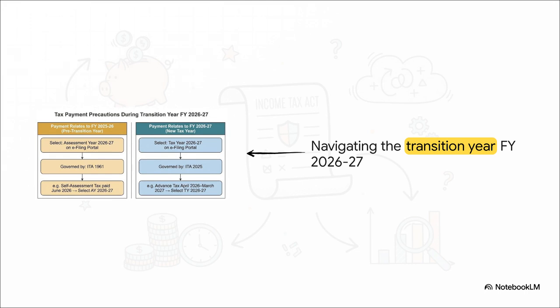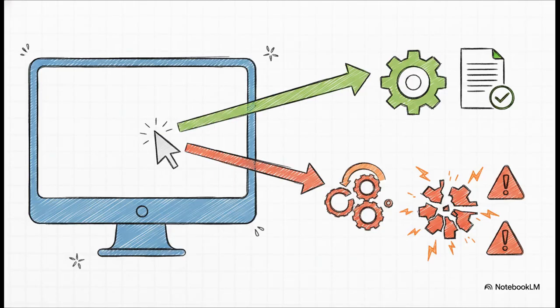or the new act. If a payment relates to FY 2025-26, let's say a delayed self-assessment tax paid in June 2026, you must select assessment year 2026-27 on the portal. That is governed entirely by the old 1961 Act. Conversely, if you're paying advance tax for the period between April 2026 and March 2027, you must select tax year 2026-27, which puts it under the new ITA 2025.